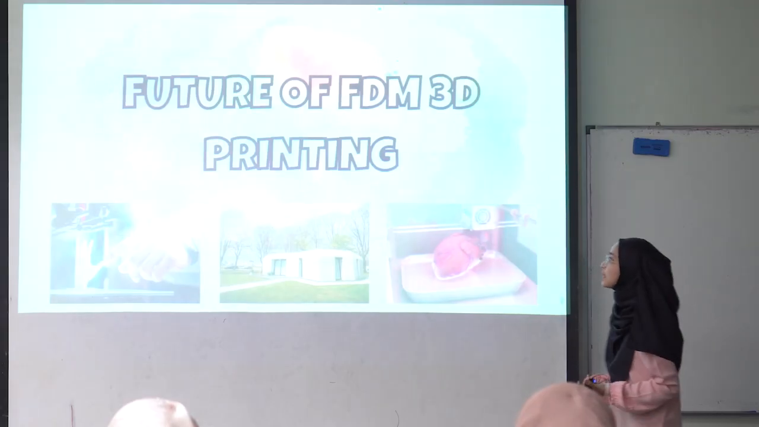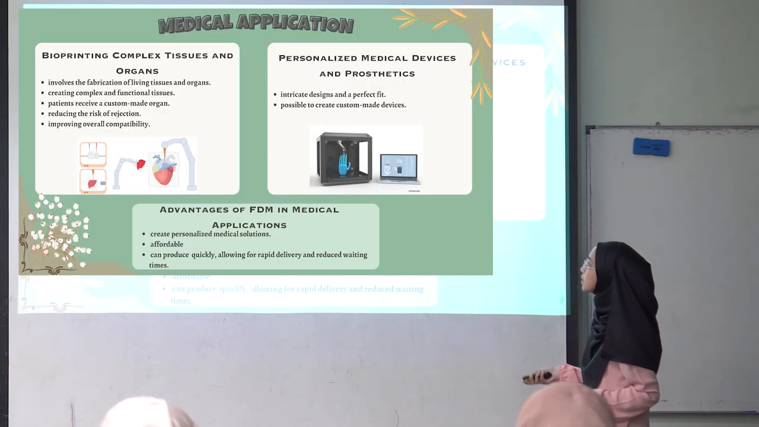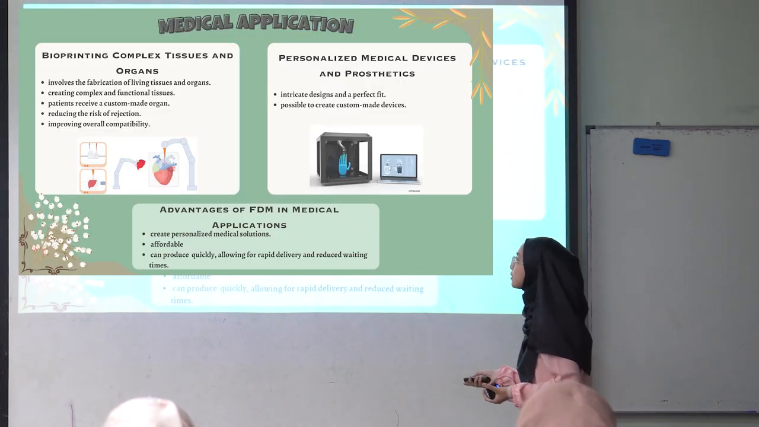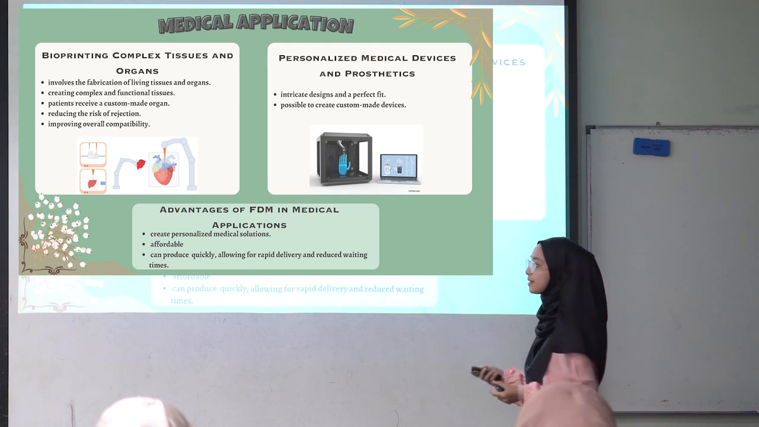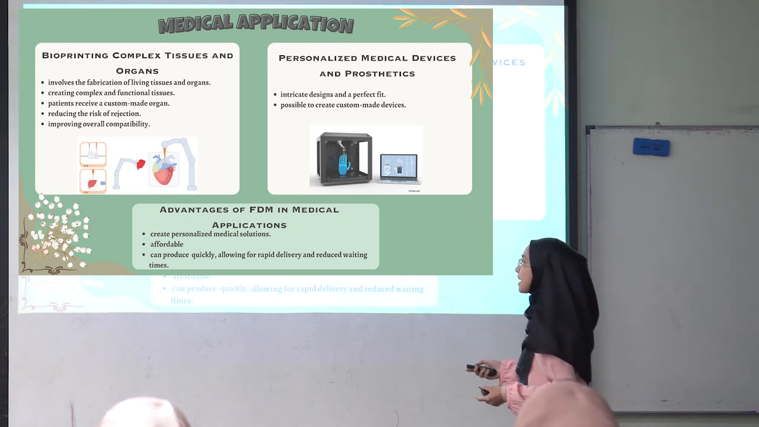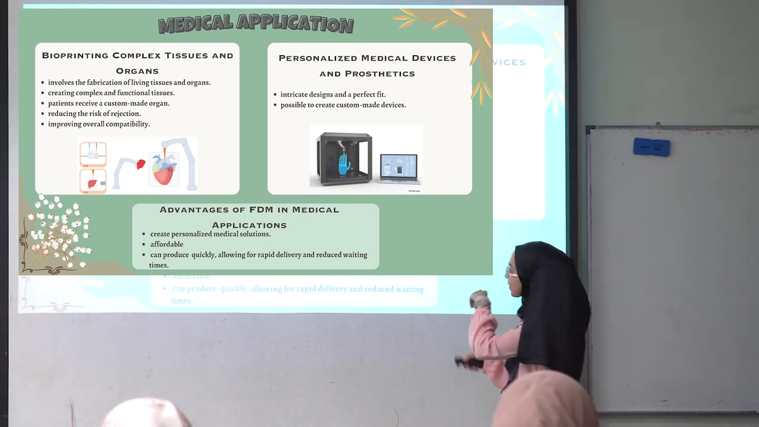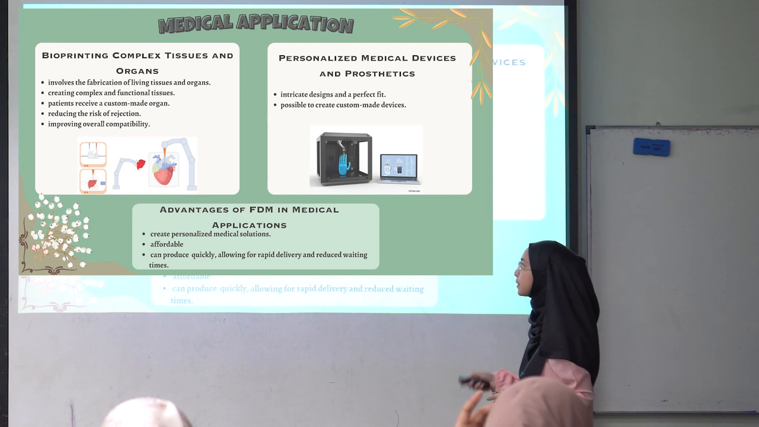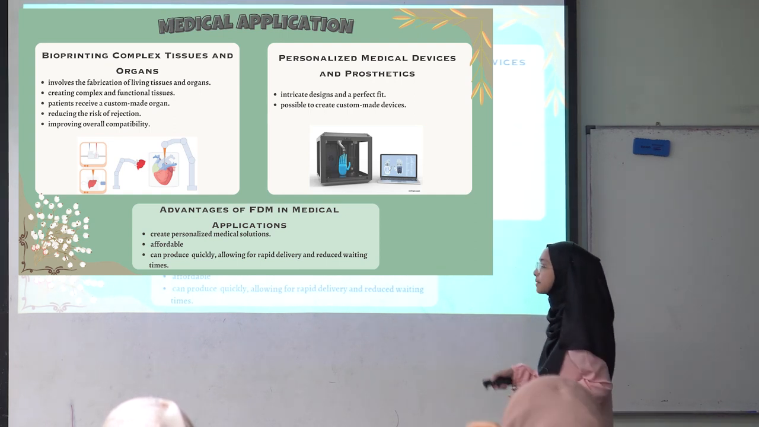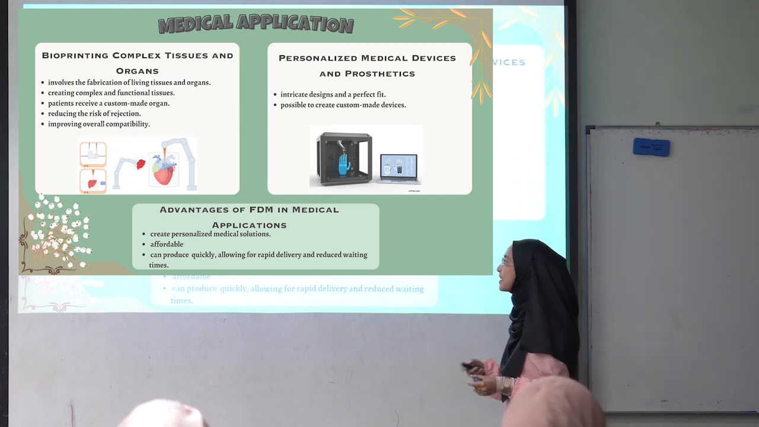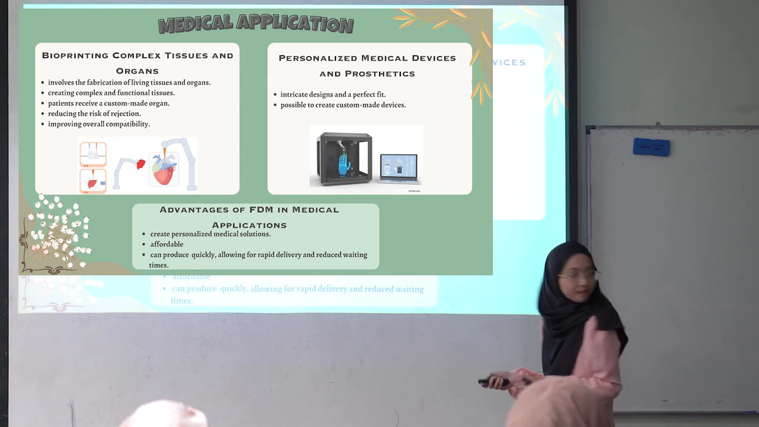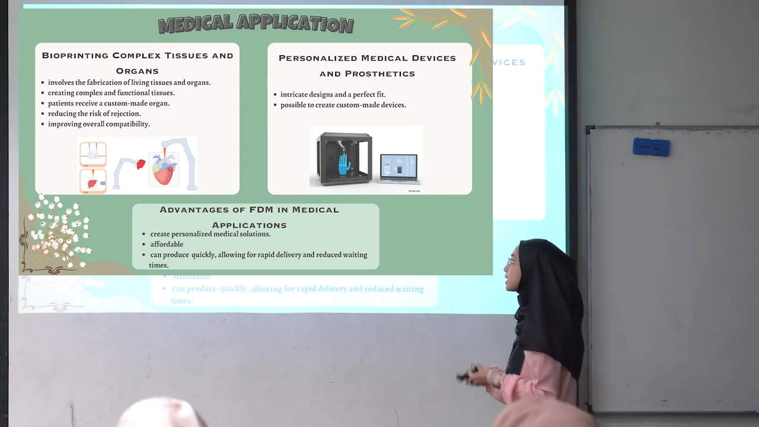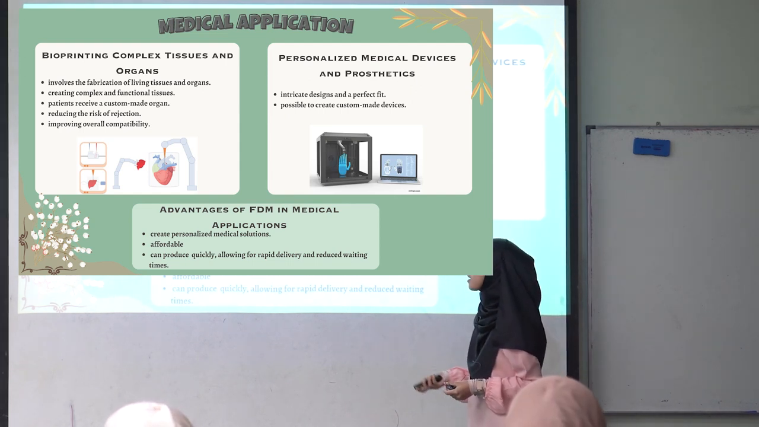So, what is the future of FDM 3D printing? The first one is in medical applications, and the first is bioprinting complex tissue and organs. FDM 3D printing is revolutionizing the field of bioprinting, which involves the fabrication of living tissue and organs. With the ability to precisely deposit bio-materials layer by layer, FDM technology opens up possibilities for creating complex and functional tissue.